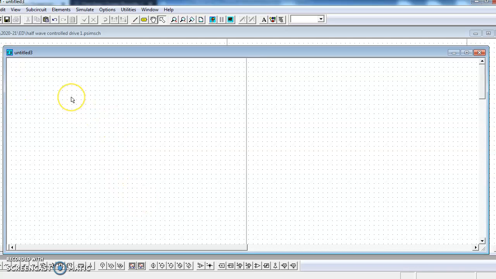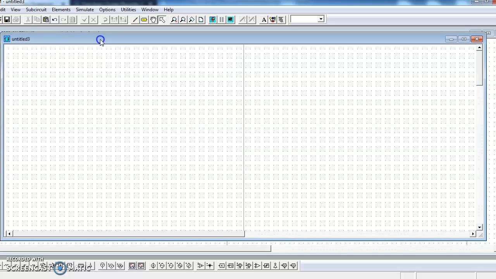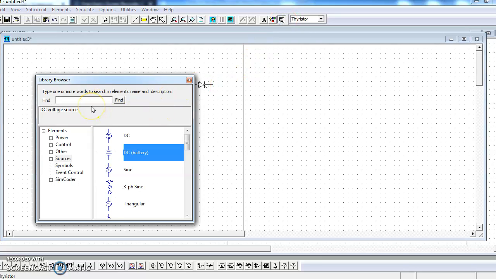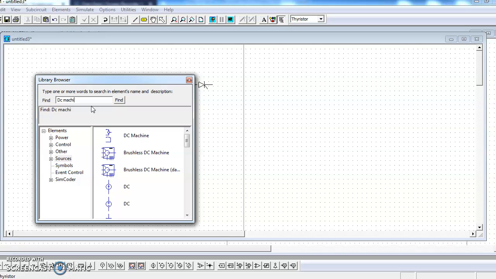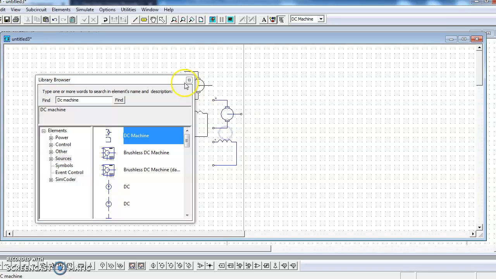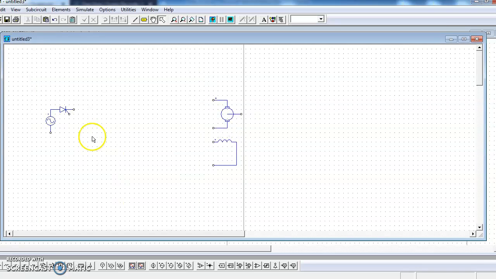So now we will design that circuit and see the simulation. For that, take the sinusoidal voltage source, the thyristor, then from the library take the DC machine. Take it over here.